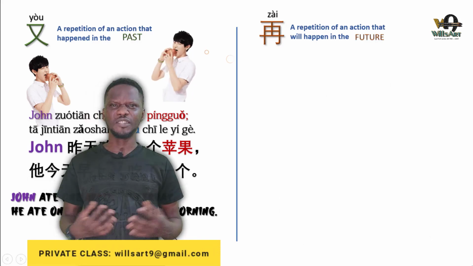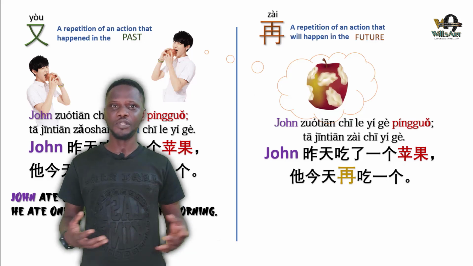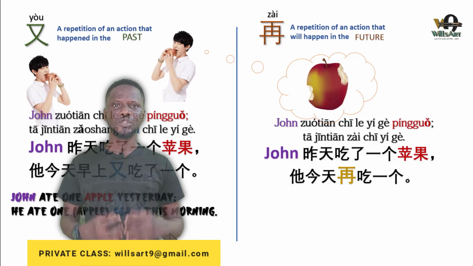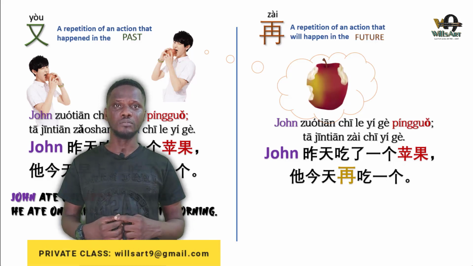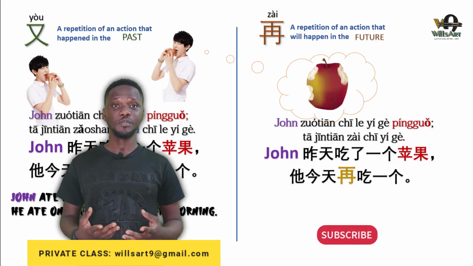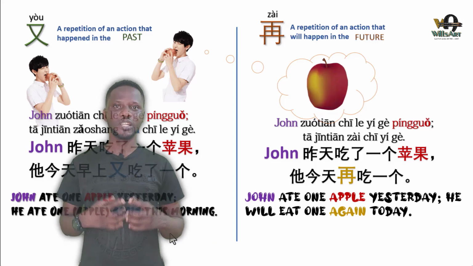So we know that John likes to eat apples. So we can assume that he's thinking about eating an apple again. So how do we say that in Chinese? We can say, John 昨天吃了一个苹果，他今天再吃一个。Which means John ate an apple yesterday, and is going to eat one again today.